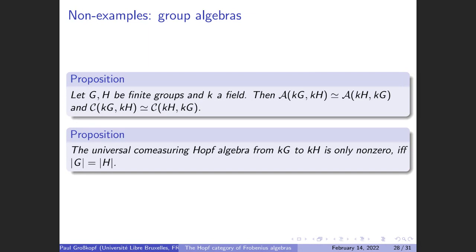But the first bummer to our expectation was that if I have two groups, then the co-measuring algebra between them is only non-zero if they have the same size. This is a step in the right direction, because we at least know that they have to have the same size, but it's not yet obvious that they have to be isomorphic.